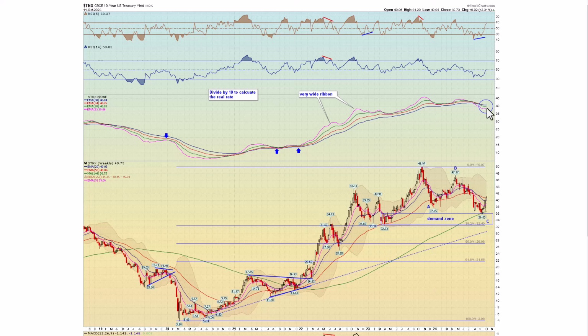Notice the moving average ribbon is bearishly stacked right now and pinching a little bit on the underside. Also, that last low had RSI divergence.